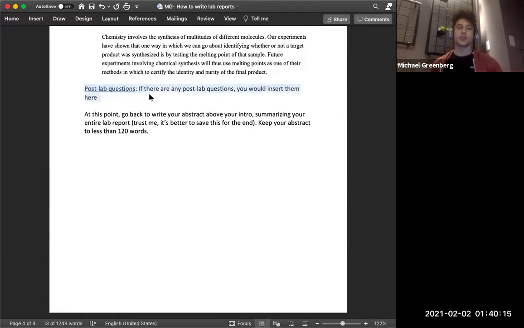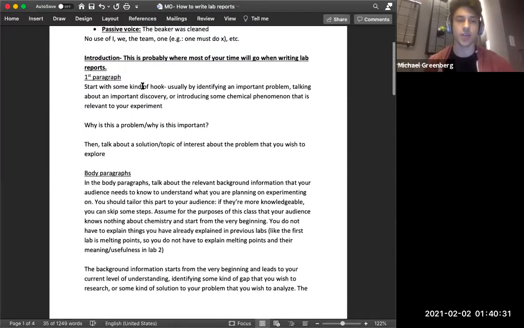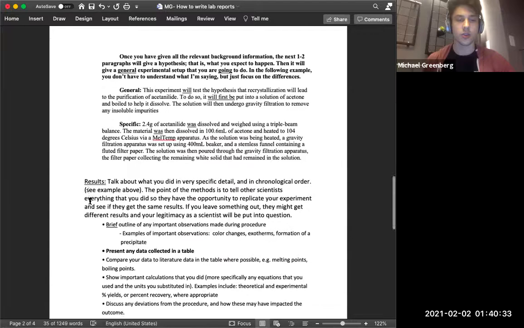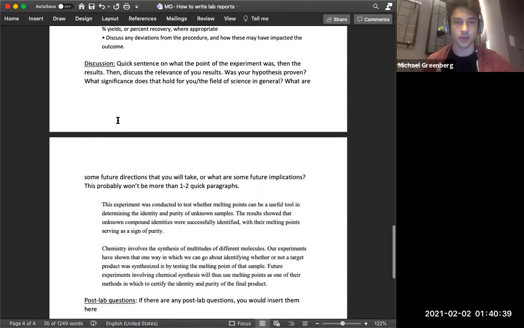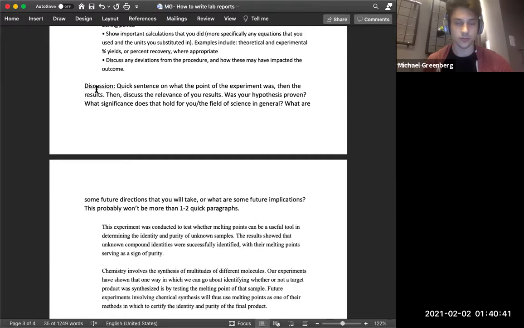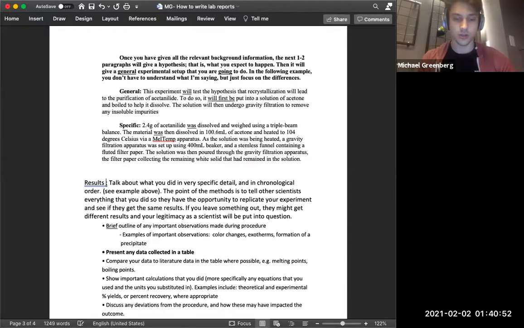And post-lab questions, you do it here. And at this point, you'd want to go back and write your abstract after you've done all this so that you have all the information done, and then you just have to take a quick snapshot of your intro, your results, your discussion, your conclusion, your post-lab questions, and then put it back. So actually, this is the conclusion. This is the results.